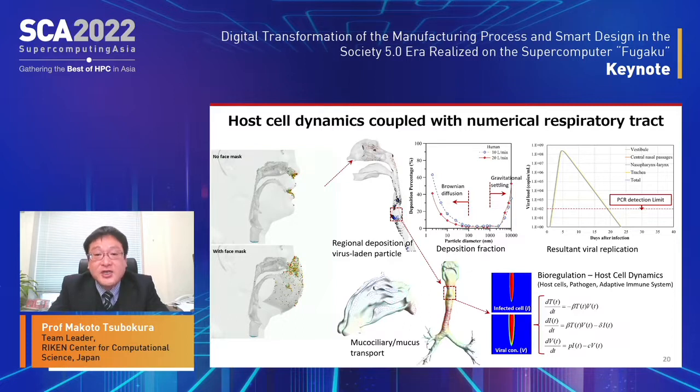the host cell and begins to replicate. The time series of the change in the number of susceptible cells, infected cells, and viral RNA copies are obtained by solving the host cell dynamics model, as shown in the right equations. By solving these equations, as shown in the upper right, under these analytical conditions assuming COVID-19 infection, 2 days after the inhalation of virus-laden particles, our simulation predicts that the virus concentration exceeds the detection limit of a PCR test and peaks 5 days later.